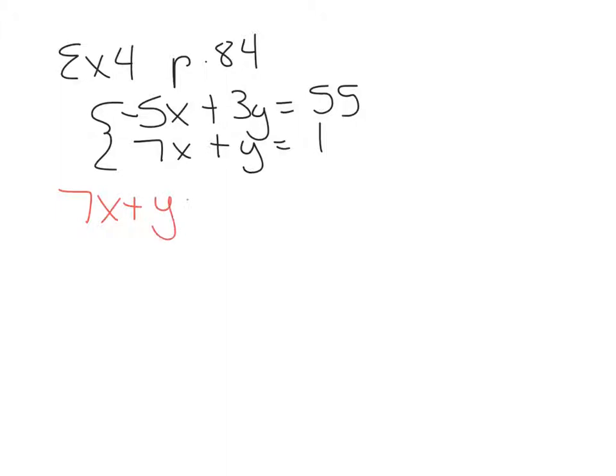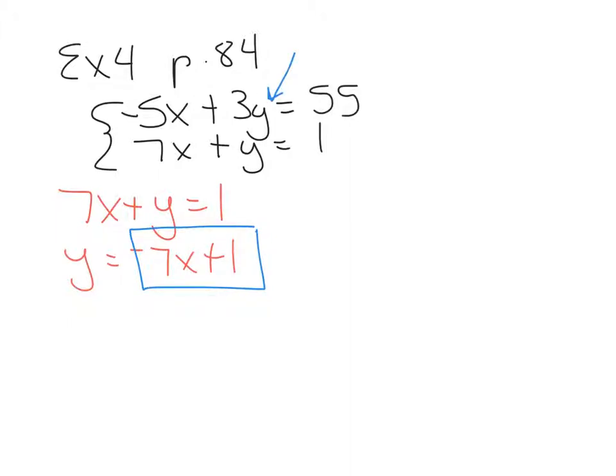7x plus y equals 1. To isolate this y, 7x goes to the other side. So y equals negative 7x plus 1. Then we'll take this expression that's equal to y, and we'll put it in the other equation instead of y. Now I have seen students take this expression and put it back into the first equation, the same equation that they started with.